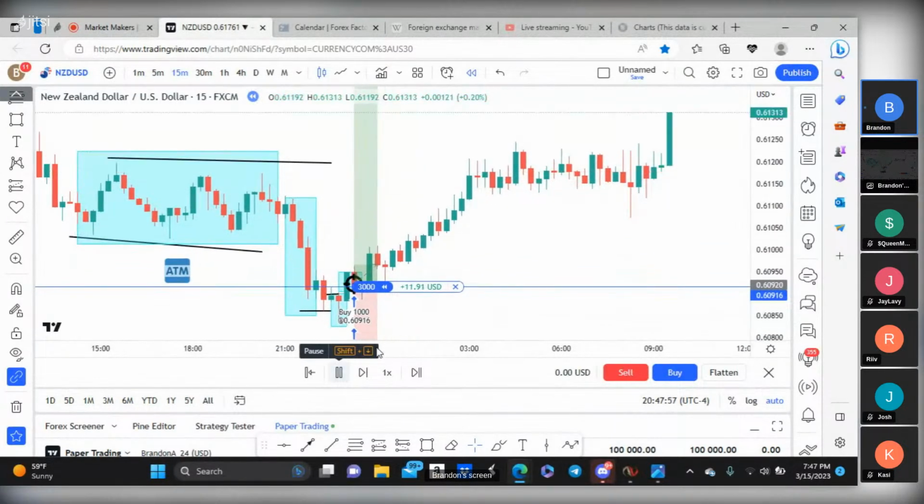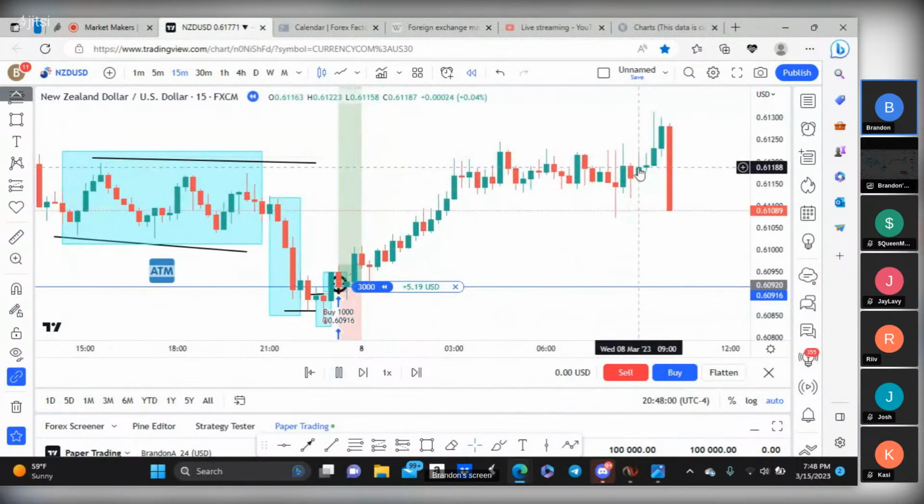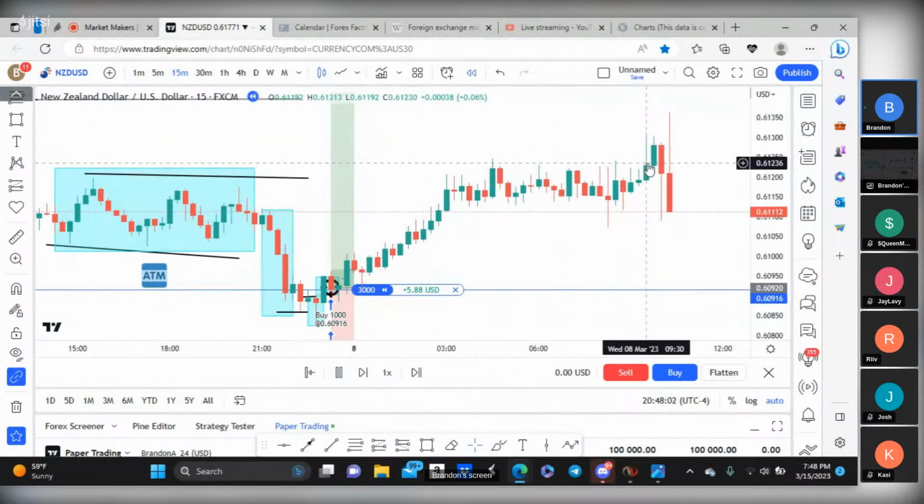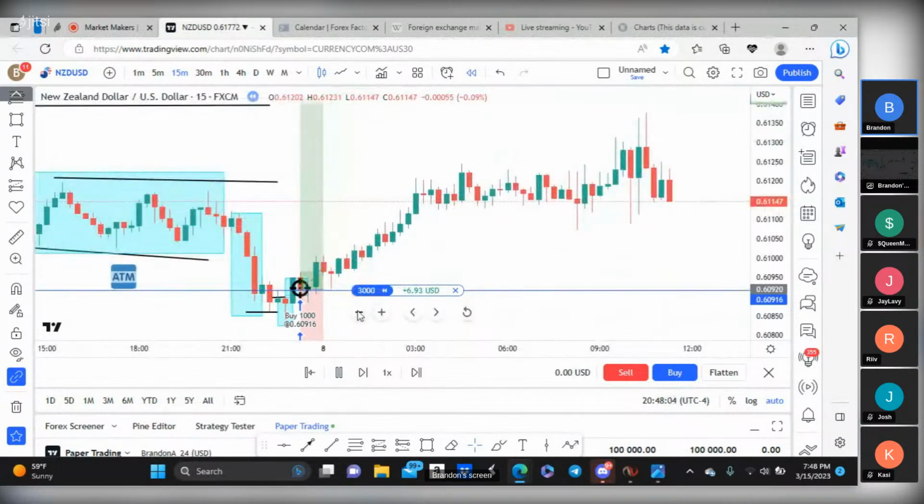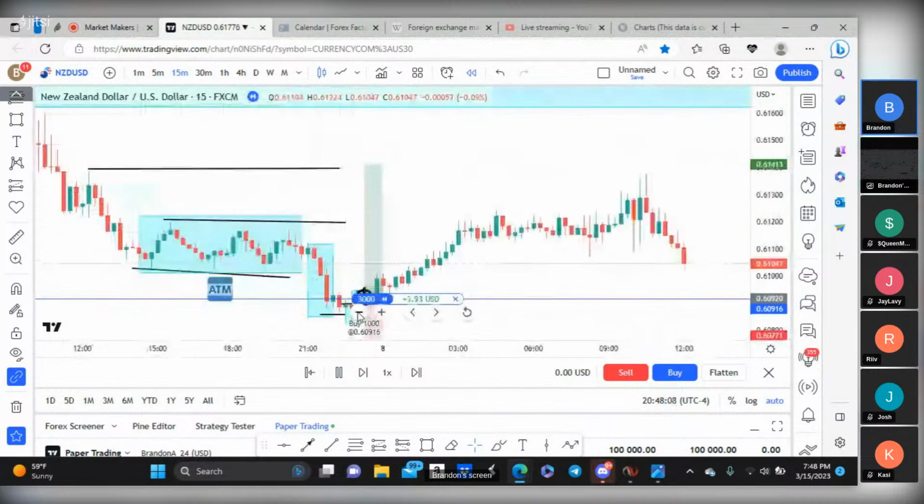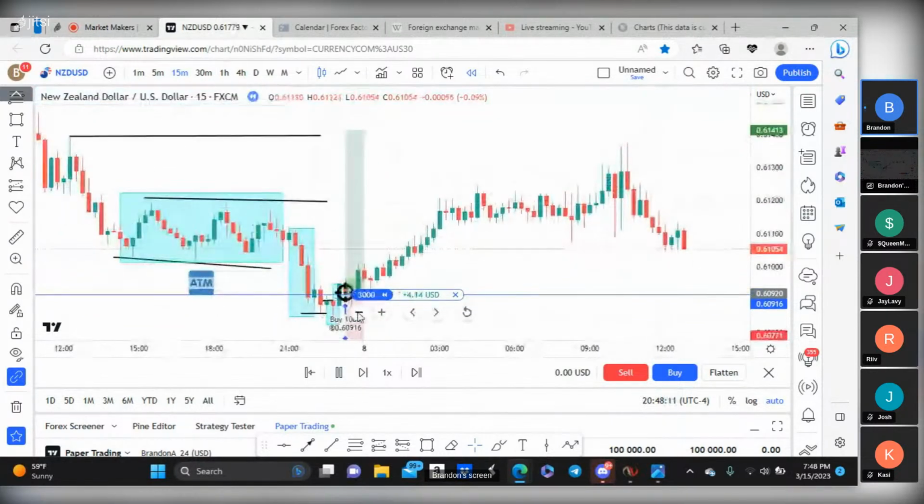But you see how price is just chopping like this, and then it just shoots to the other side. It's constantly seeking liquidity, like orders. It's constantly going back and forth, searching for pending orders in the market.